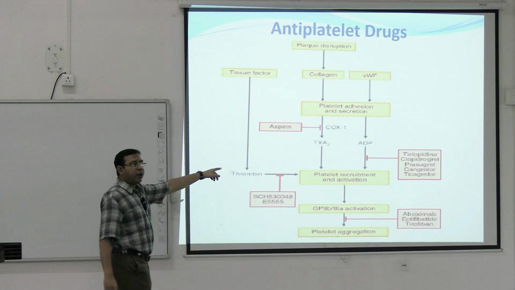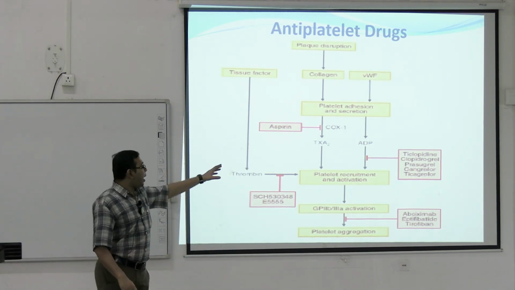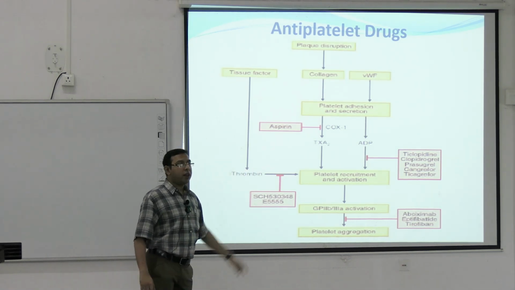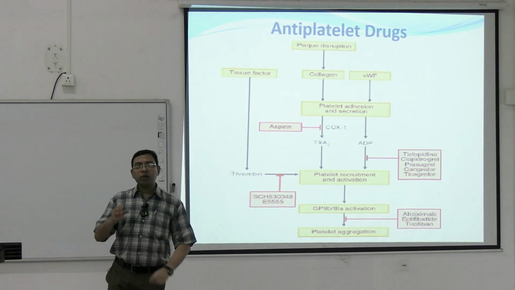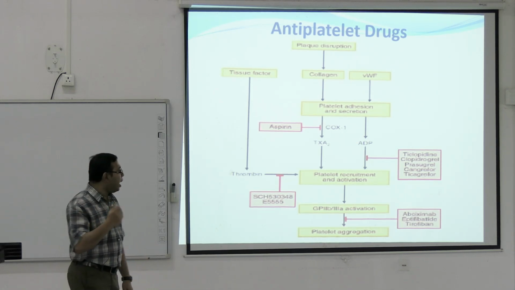There is another co-aggregatory molecule, the ADP, adenosine diphosphate, and again this can be blocked by drugs like ticlopidine, clopidogrel, prasugrel, cangrelor and ticagrelor. So they are basically blocking another pro-aggregatory molecule, this is the ADP.